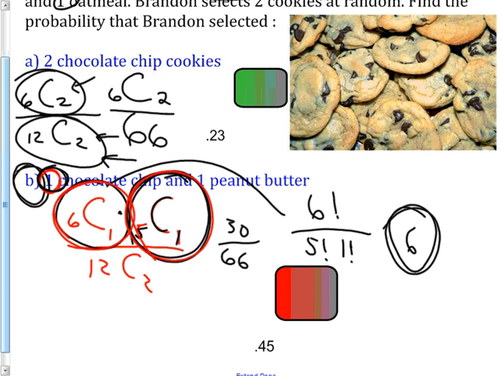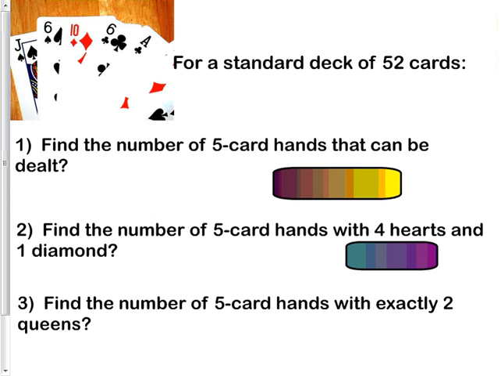All right. I want to give you another kind of question. Standard deck of 52 cards. To do these card questions, you really have to understand there's 13 hearts, 13 spades, 13 clubs, 13 diamonds. Clubs, spades, hearts, and diamonds. All right. Find the number of 5-card hands that can be dealt.